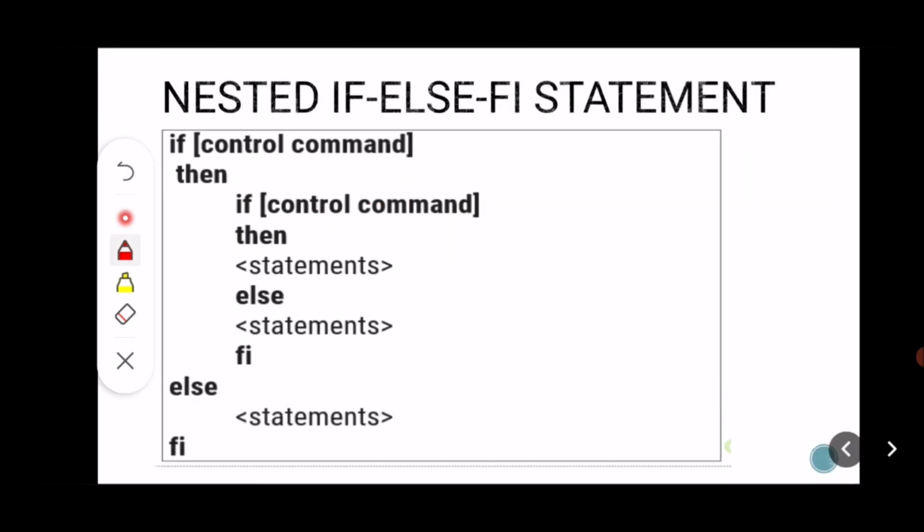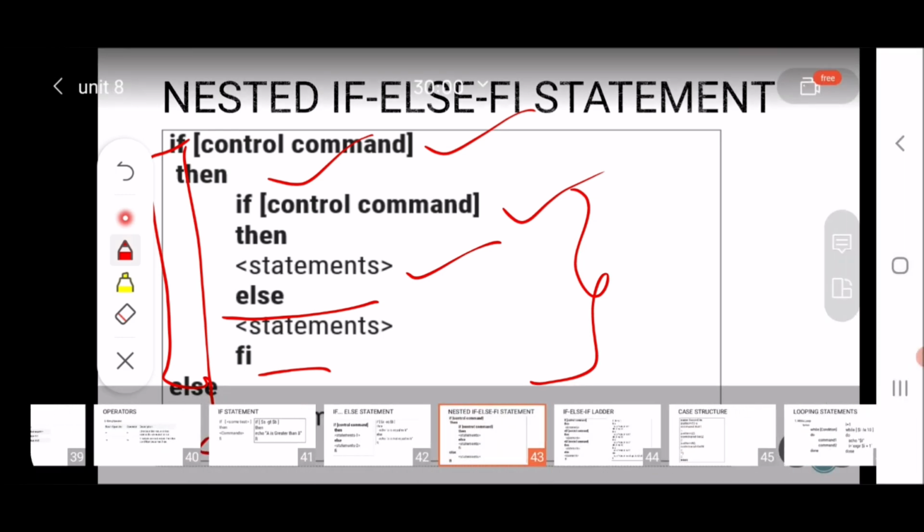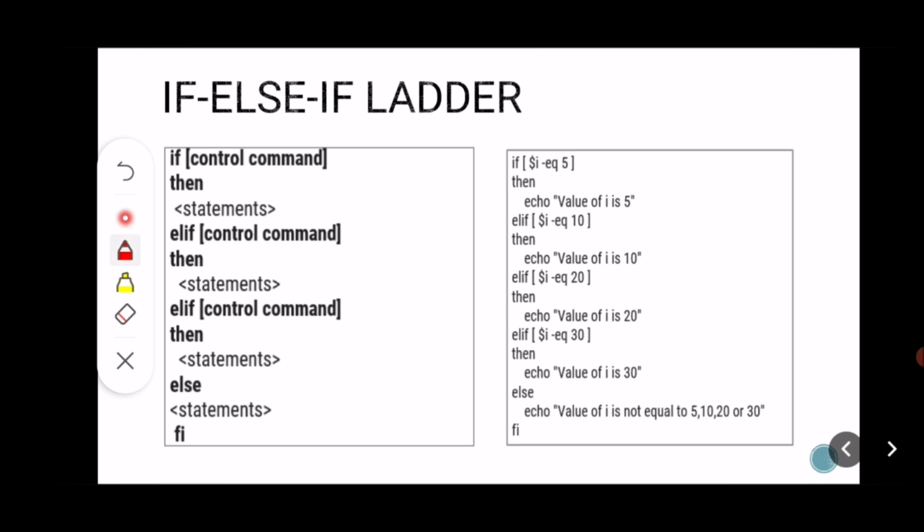The next is the nested if else statement. If then control command, then inside that there is again an if command, then statements, else, and then fi. So this is one complete if else, and this if is connected with this else, and this if ends here with fi. This is the nested if else statement for the Linux shell script. The next statement is the if else if ladder.